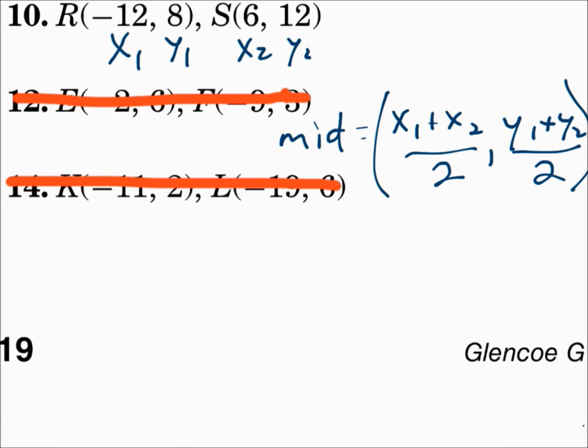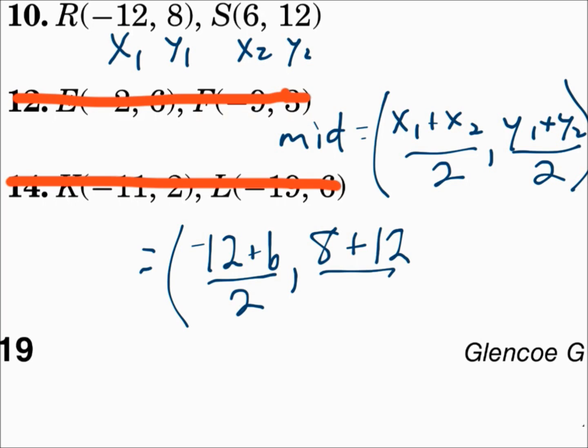For number 10, negative 12, 8 is x1, y1. 6, 12 is x2, y2. Put the numbers in the midpoint formula. x1 plus x2 over 2, comma, y1 plus y2 over 2. Negative 12 plus 6 is negative 6. Divided by 2 is negative 3. 8 plus 12 is 20. Divided by 2 is 10. Negative 3, 10 is the midpoint.